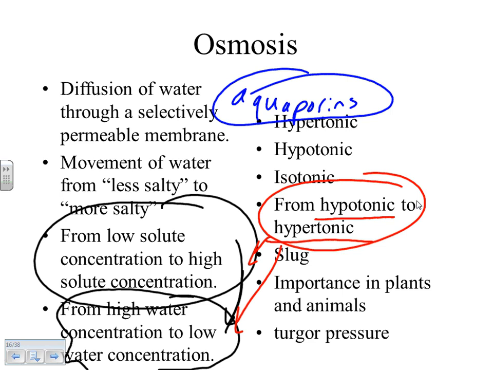The water is moving from less concentration in the slug, less concentration of solute, to more concentration of solute outside. But that only happens because the cell's membranes are permeable to water. The water's able to move, but the salt's not. That's when osmosis happens. Osmosis happens when a membrane is permeable to water, but not permeable to the particular solute that we happen to be talking about.